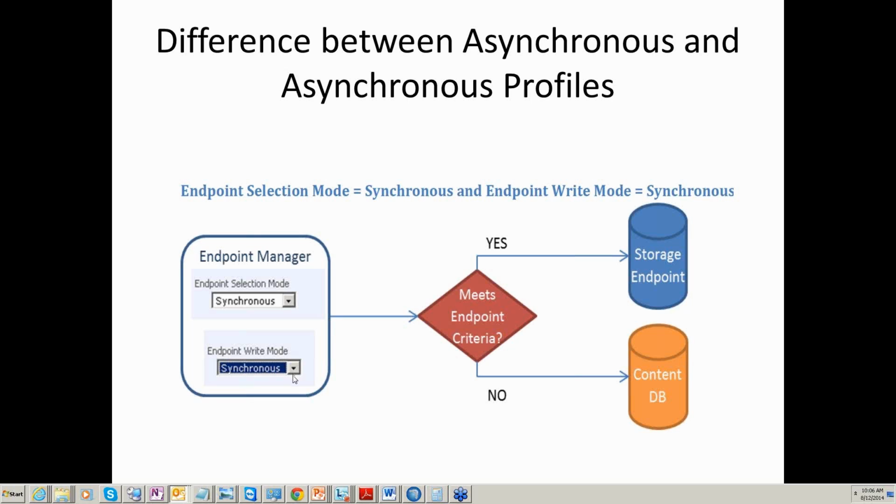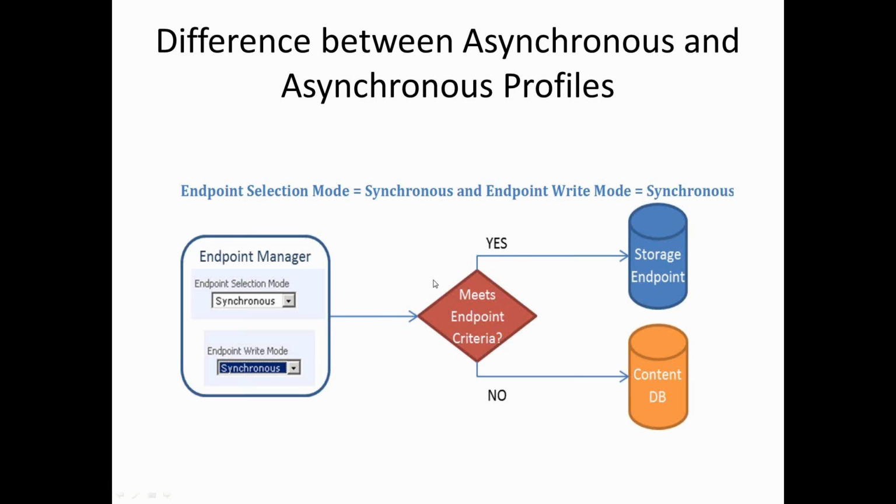So when you do endpoint selection mode synchronous and write mode synchronous, it only checks the criteria, if you have any filters, when you upload any content. If it meets the criteria, it will put it in the endpoint, that is, externalize it. If it does not meet it, it will put it back into the content database. So that is when you have the endpoint selection mode as synchronous and write mode as synchronous.